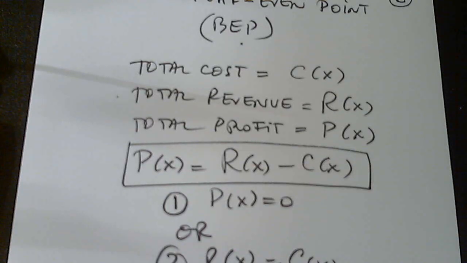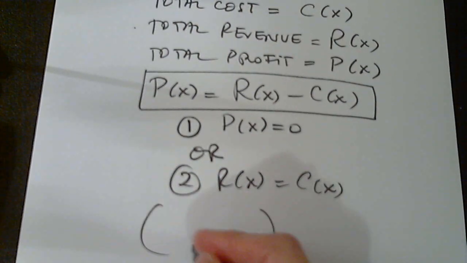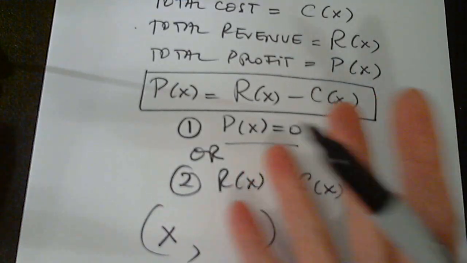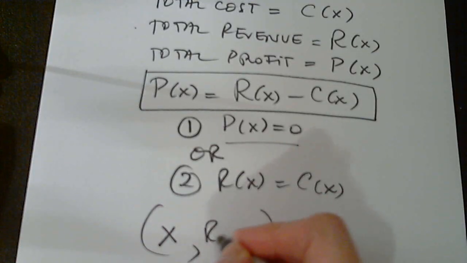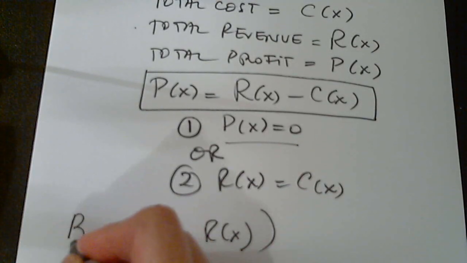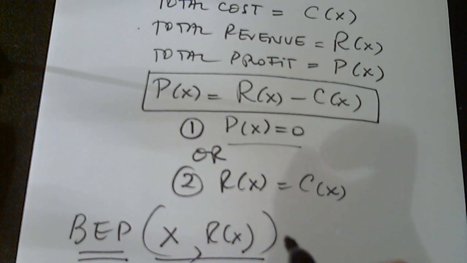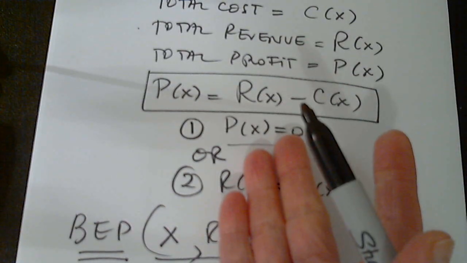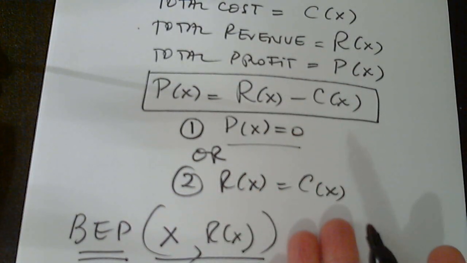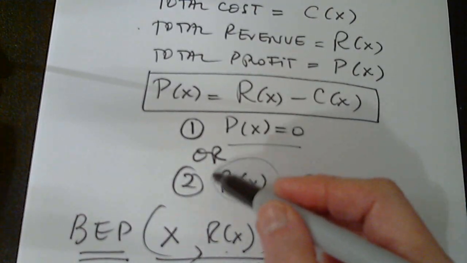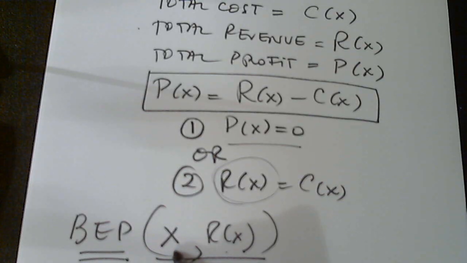The break-even point is a point. X that makes the profit 0 or revenue to be equal to the cost, and the revenue of that X. So this is the break-even point. You have to present it as a point. X is the X coordinate that makes profit 0 or revenue, in other words, equal the cost. And the Y coordinate of the break-even point is this function evaluated at this number. So let's look at some examples. So see how this works.